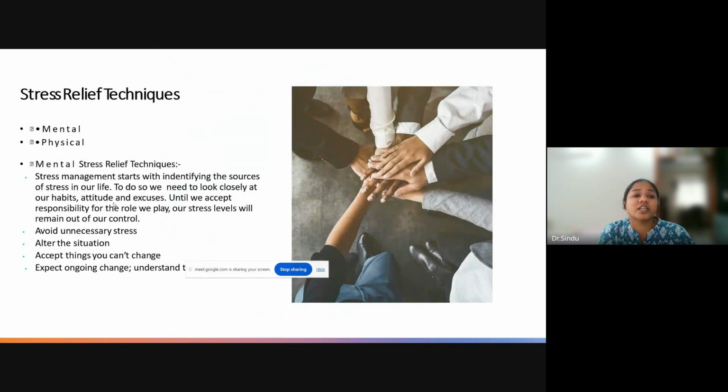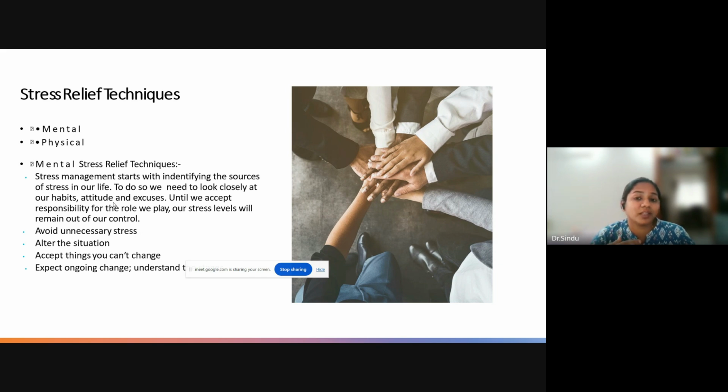So what are the techniques for stress relief? There are different kinds of techniques. One is mental and the other one is physical. What are the mental stress relief techniques? You have to identify the sources of stress in your life. We need to look closely at our habits, attitude, personality, excuses and behavior. When you accept responsibility for the role you can play, your stress levels will remain under control. When you identify the factors that cause stress, you can rectify them so that you can control your stress.